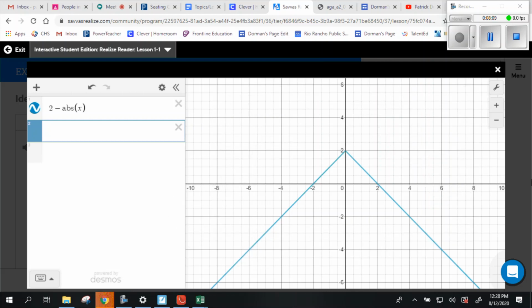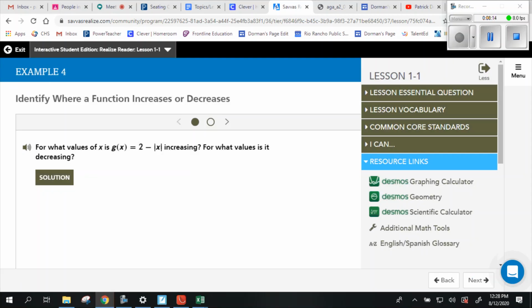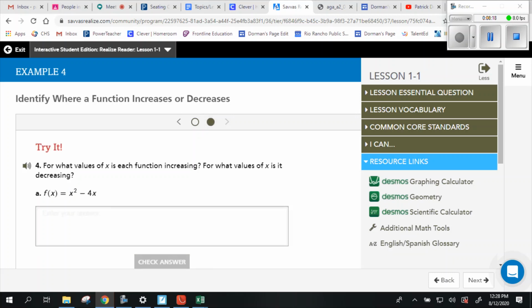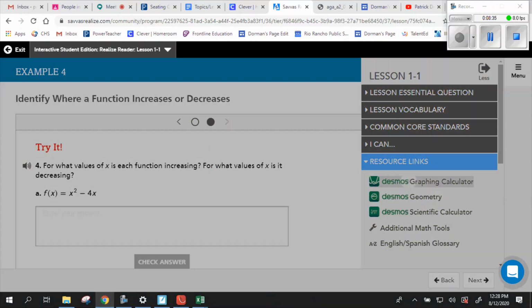So let's check out another one. How about x squared minus 4x? What values of x is this increasing or decreasing? All right, well, again, I want to get out a graphing calculator. Again, if you have your handheld calculator, it's probably nicer to use that because you can have something separate from your computer to look at.